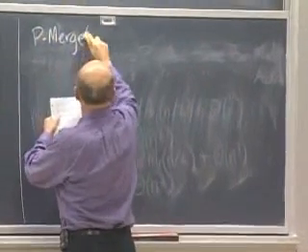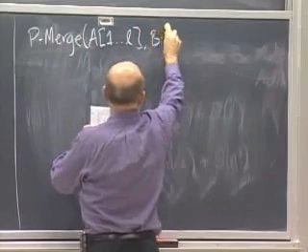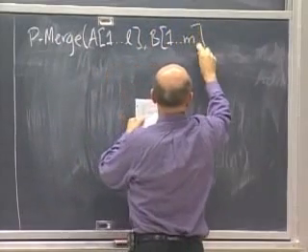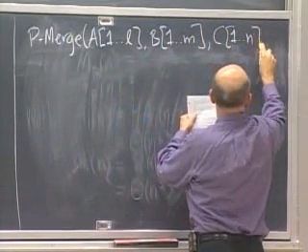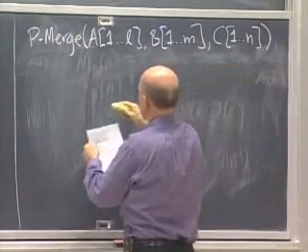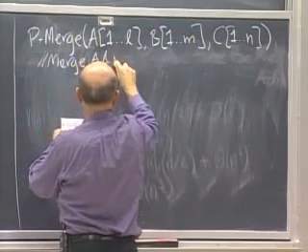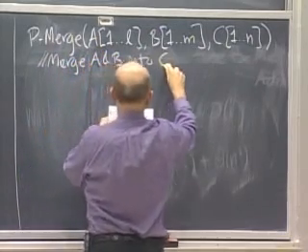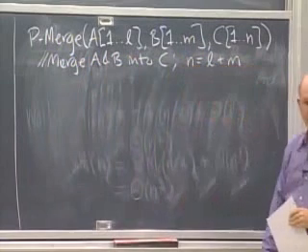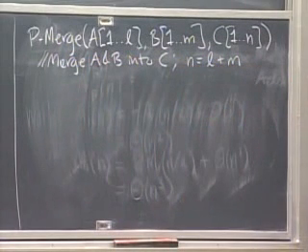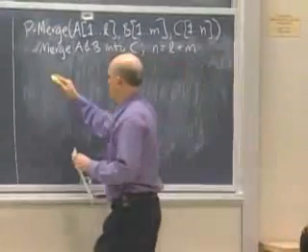So here's my code. Parallel merge of A and B, and we're going to put it in C of 1 to n. So I'm going to have n elements. So this is doing merge A and B into C, and n is equal to L plus M. Okay, so we're going to take 2 arrays and merge it into the third array. Okay?